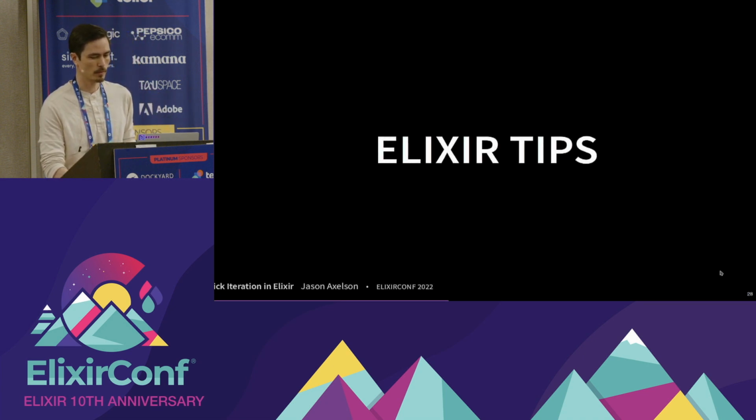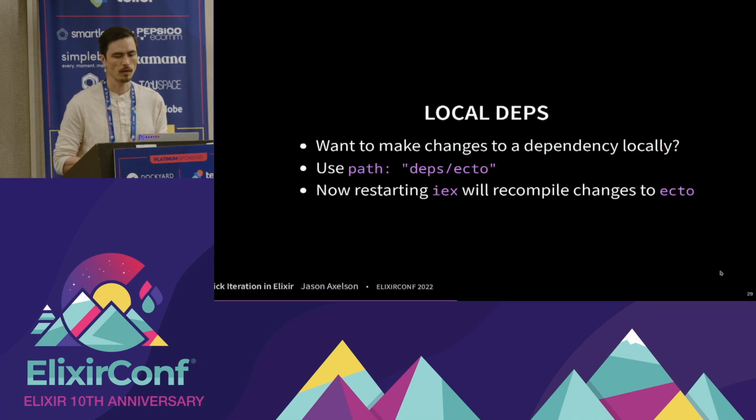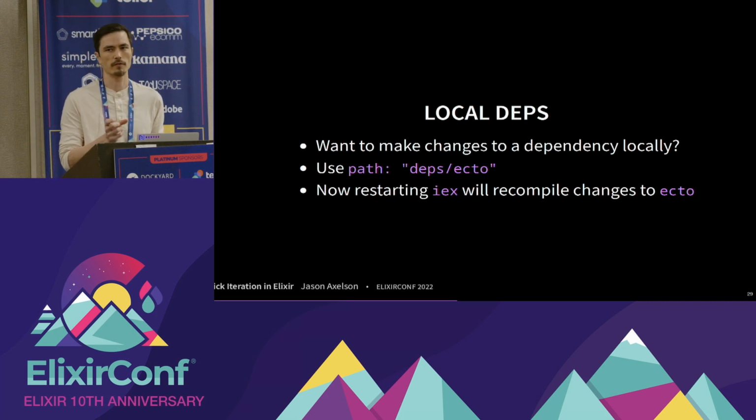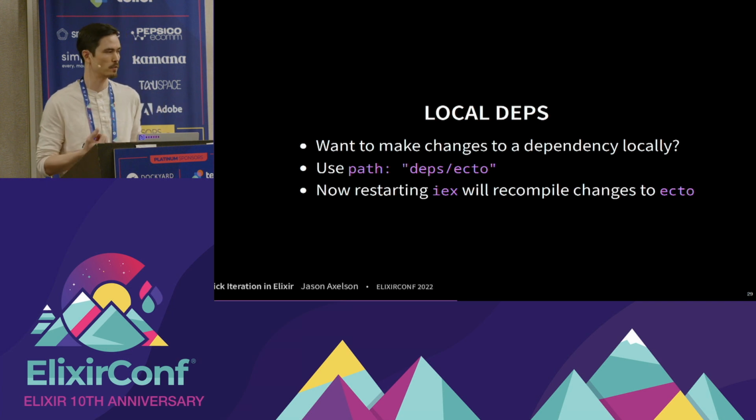Now let's move on to some Elixir tips. One thing that I find handy when I'm developing is sometimes I'm working with some dependency. Then I want to try and make some changes to it, whether I'm adding an inspect to it, or maybe tweaking the output, having it call a different server rather than whatever it's configured for.